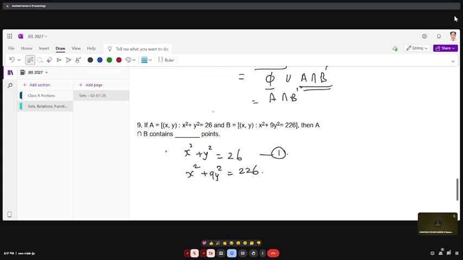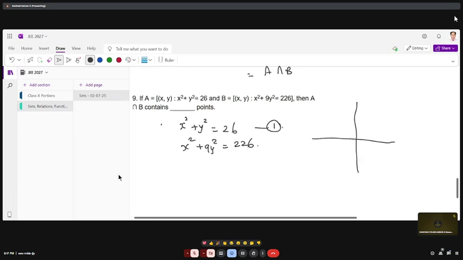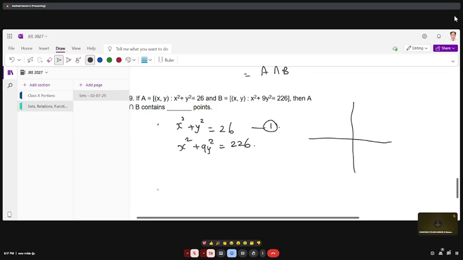Now it's simple. What is the intersection of these two? You can try to draw it. x square plus y square. You have studied circles, I hope. This is the equation of the first condition. x square plus y square equal to 26 is a circle with center at 0. And this one is x square plus 9y square equal to 226.